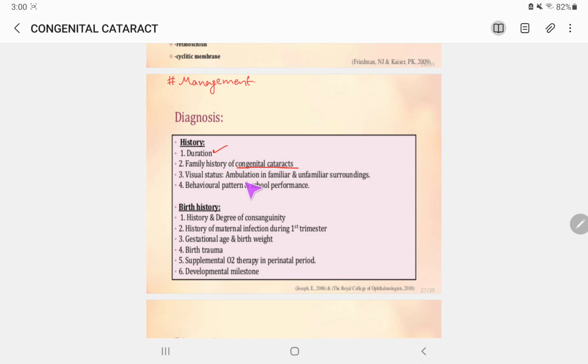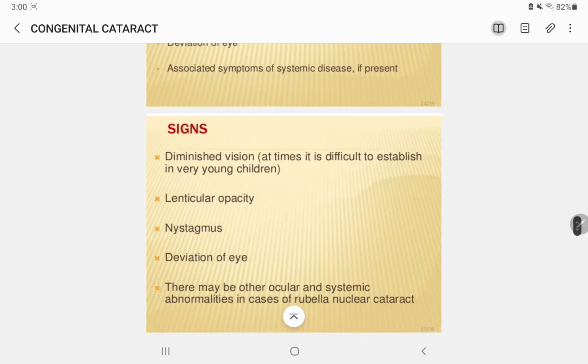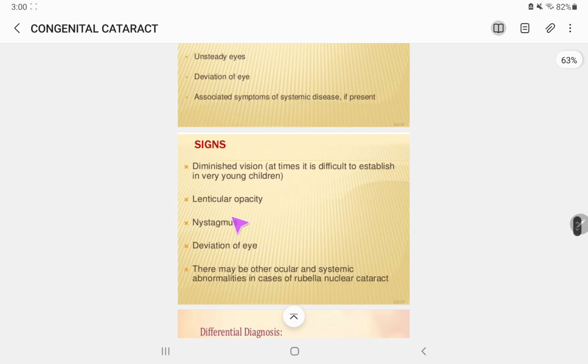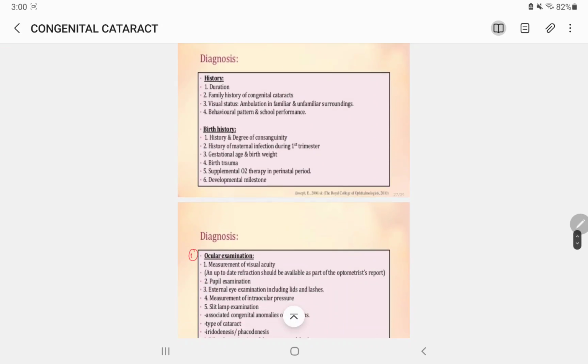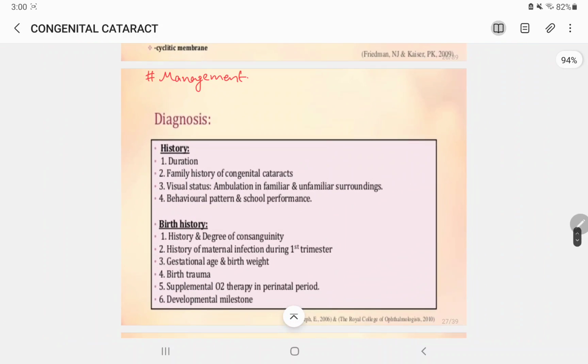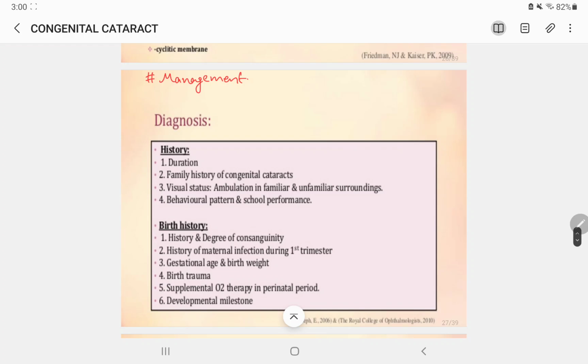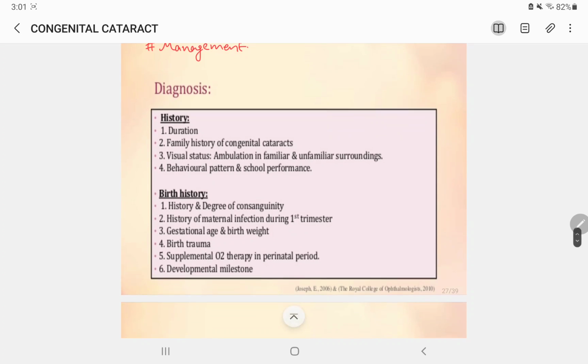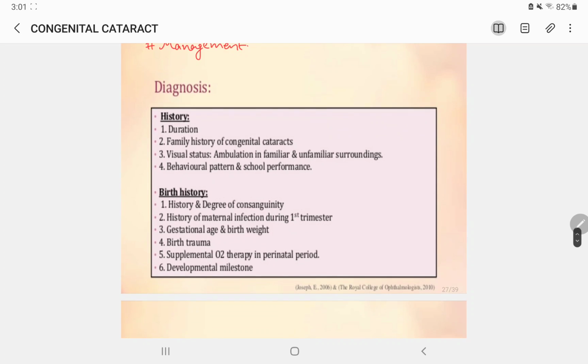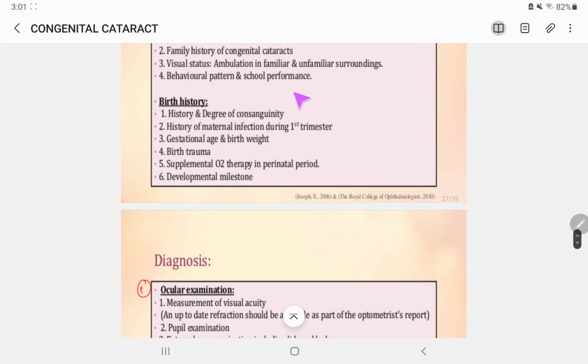Visual status means ambulation in familiar and unfamiliar surroundings. How is the child's visual status? And there is the behavioral pattern and school performance. How is the child in school? Because of all these signs, diminished vision, deviation of the eye, nystagmus, and opacity, unsteadiness of the eye, it can be seen in the child's school activity and behavioral pattern. So we also have to know a little bit more about the history on the psychological aspect, I would say.